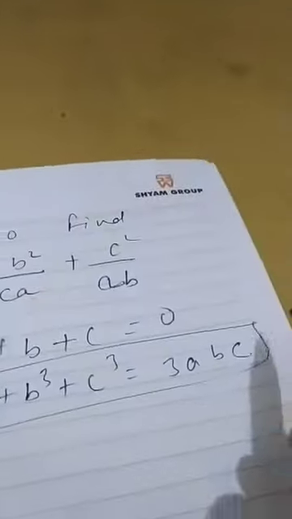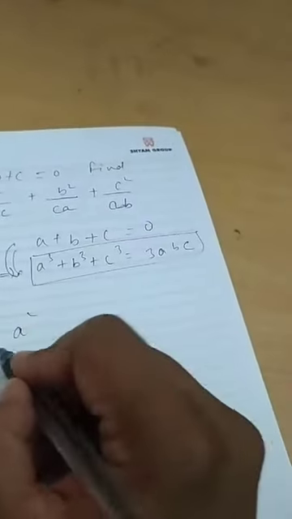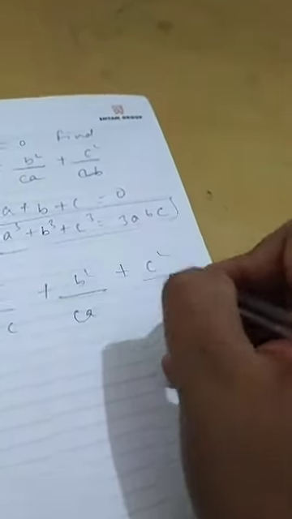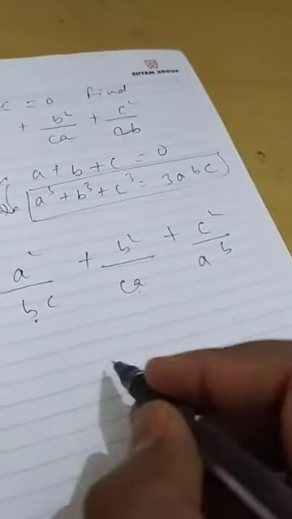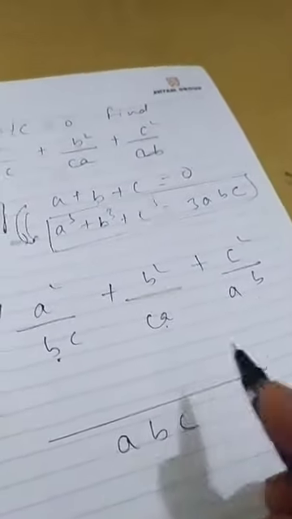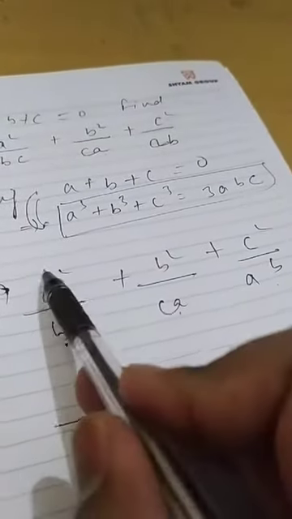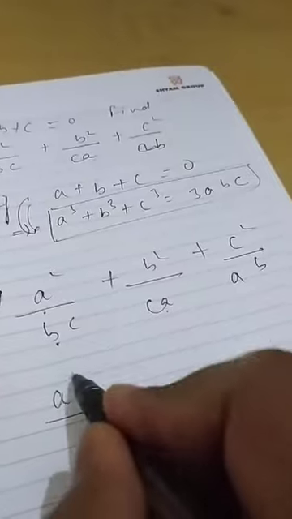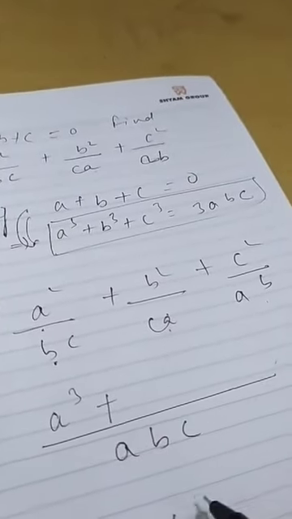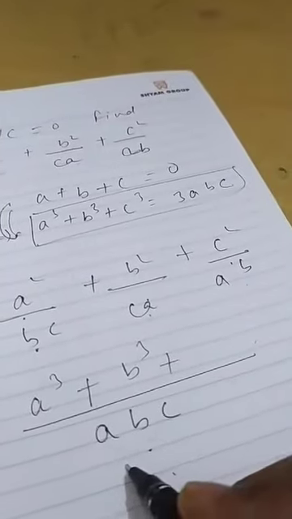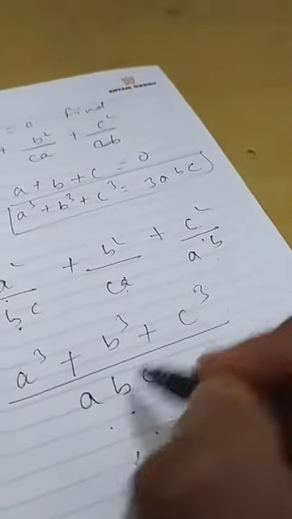That is, the cube of these terms will be this one. Now we'll use this value, a square by bc plus b square by ca and c square by ab. If we take the LCM of bc, ca and ab, we will get abc. Now first we will divide abc by bc, we will get a. So a will be multiplied by a square, so this will be a cube, plus ca, this will be b cube, then ab and ab, this will be c cube.